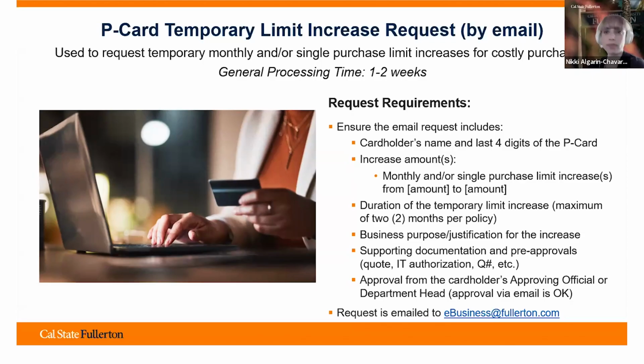So again, if you're planning an event and you have expenses leading up to your event, you may want to take advantage of the 2-month period. Business purpose: the business purpose and justification for the increase, and then any supporting documentation such as a quote, IT authorization, queue number, etc. And then approval from the cardholder's approving official or department head. An email from them is acceptable. And then just make sure that the request is making it to eBusiness.